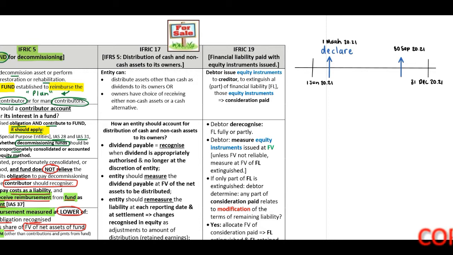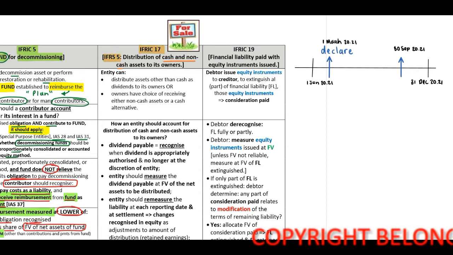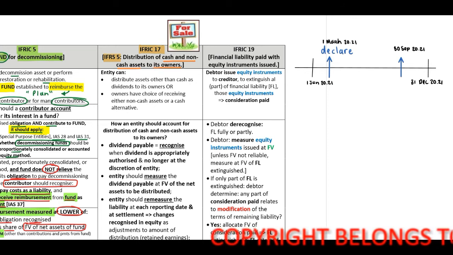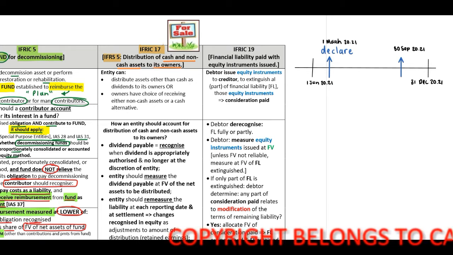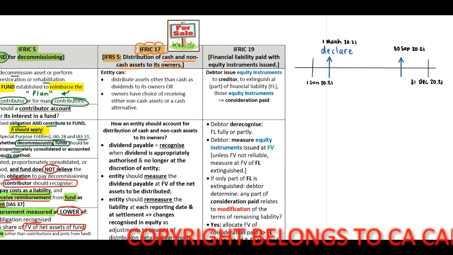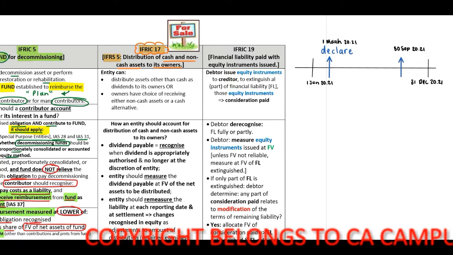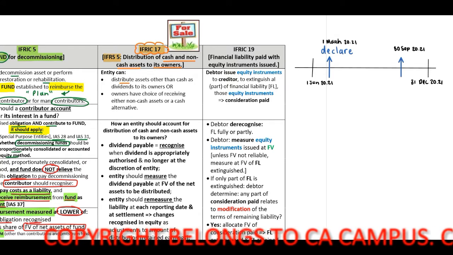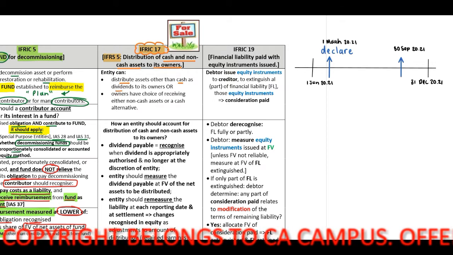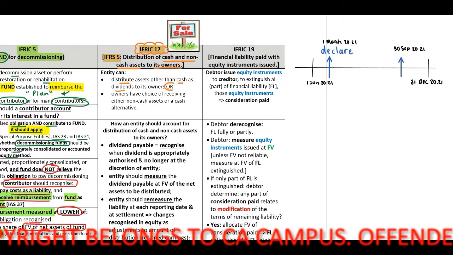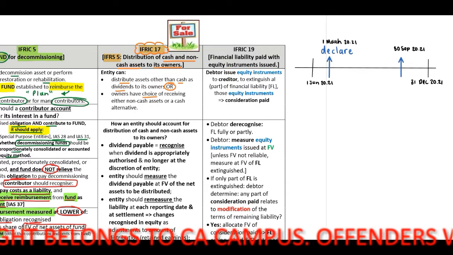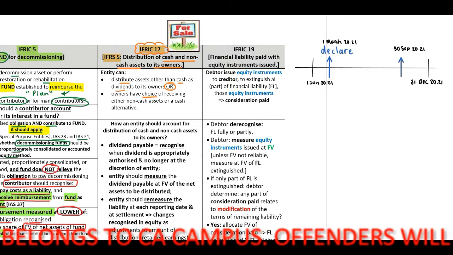Let's move on to IFRIC 17. When there is an IFRS 5 transaction and the distribution of cash and non-cash assets to its owners, we are able to identify that we need to apply our IFRIC 17 principles. An entity can distribute assets other than cash or dividends to its owners, or the owners have a choice in receiving non-cash assets or a cash alternative.